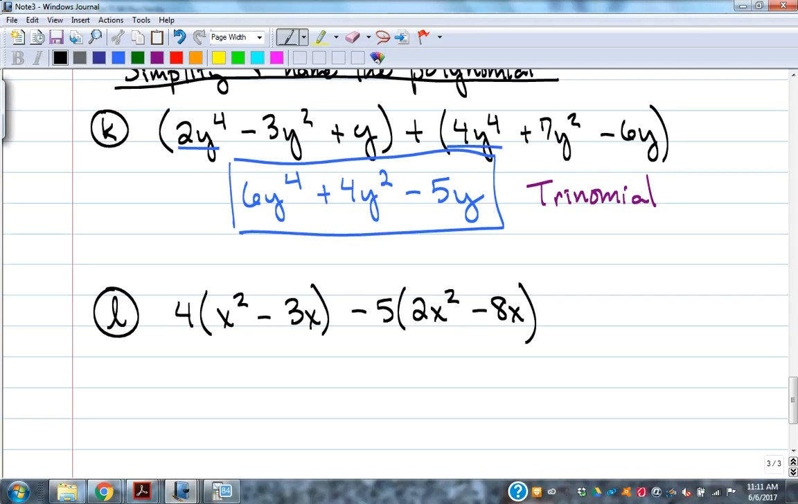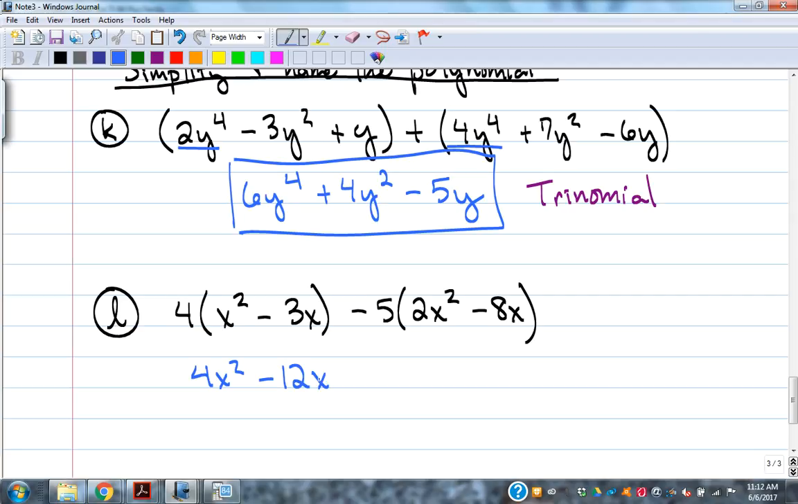Okay. All right. So here's a problem that combines almost everything we've done mathematically this morning. We've got multiplication, addition, subtraction, and then combine, and then a polynomial to deal with here. So we've got order of operations to do here. So what should happen first in this problem? Very good. Distribute the 4 and the negative 5. So the 4 is going to multiply to the stuff in the parentheses it's beside. So that's going to give us 4x squared minus 12x.